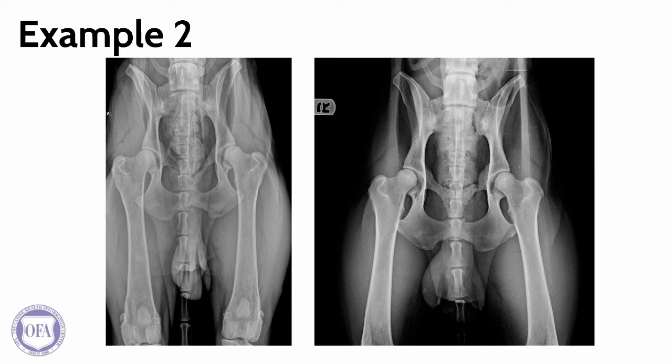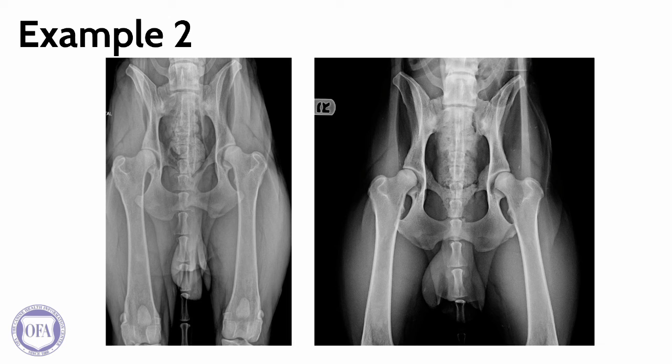The spinous processes are slightly to the right of midline on the vertebral bodies, and the os penis is slightly to the left of the vertebral column. The patella are well centered on the femurs, though the left pelvic limb is slightly medially angled.